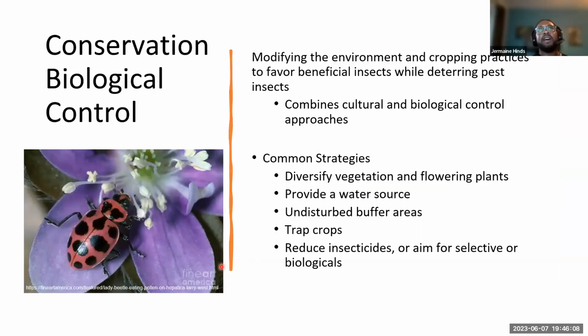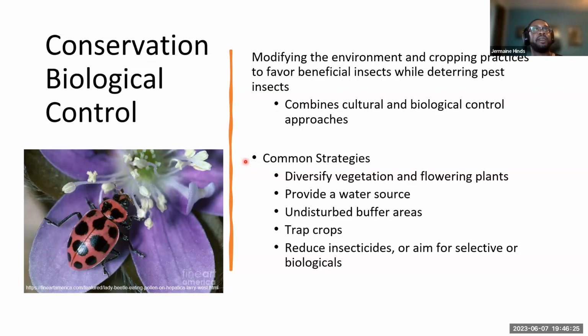And then the final type of biological control is conservation biocontrol. So this is modifying the environment and cropping practices to favor beneficial insects while deterring pests. So again, that combines cultural and biocontrol approaches.